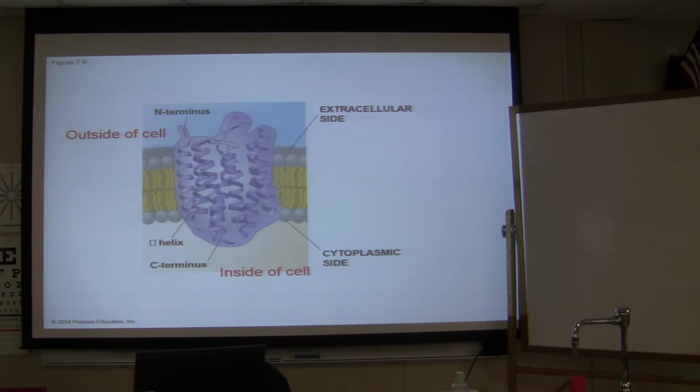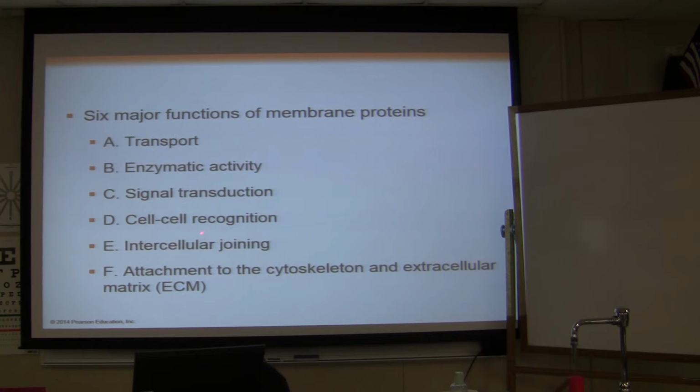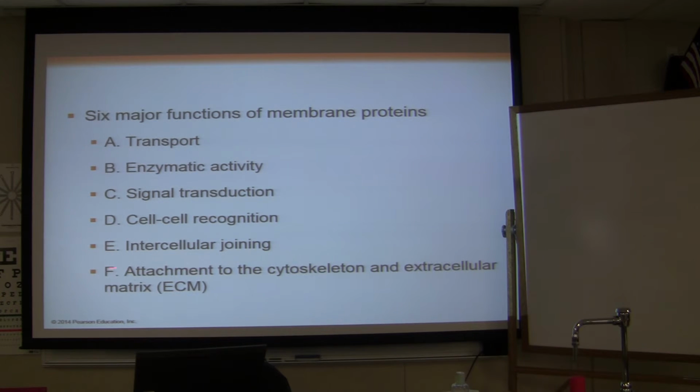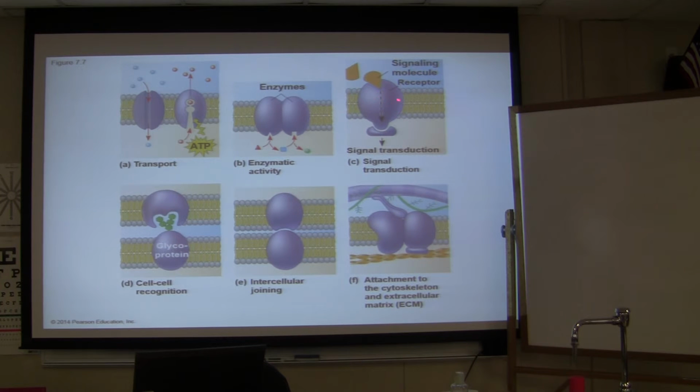Okay? So anyhow, inside of the cell and outside of the cell are labeled. Six major functions of the membrane: transport, enzyme activity, signal transduction, cell-to-cell recognition, intercellular joining, and attachment to the cytoskeleton and extracellular matrix, which I think chapter 11 will go over. We'll talk about this a little bit. Here they are, all of them. I'm not going to talk about it right now, but as time goes on, you become familiar with it.